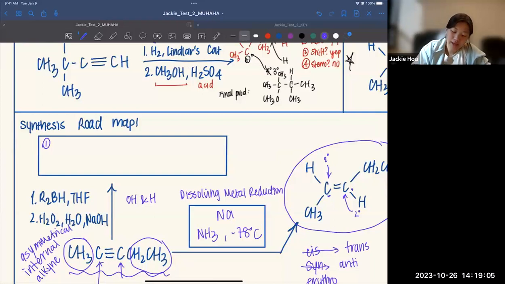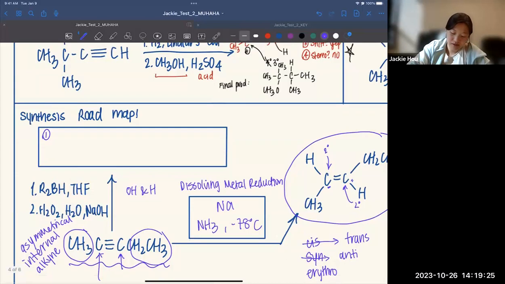And again, when we add an OH and H, if we're doing acid catalyzed hydration, or if we're doing hydroboration oxidation, we always favor the ketone. We never write the enol version because the enol always tautomerizes to the ketone. So what do I mean by that?